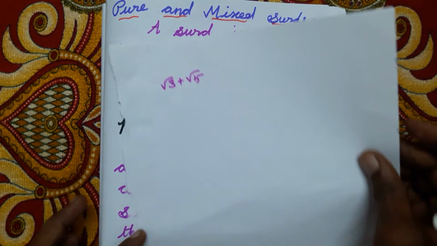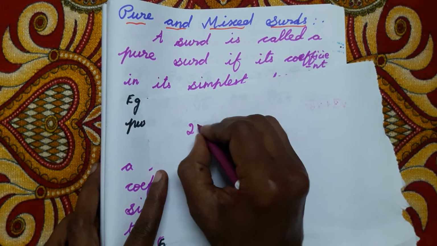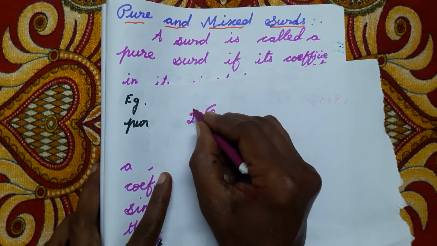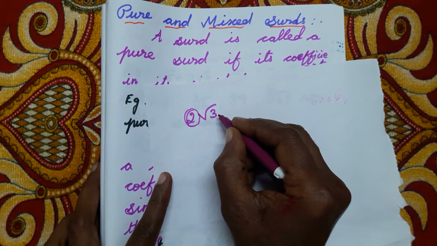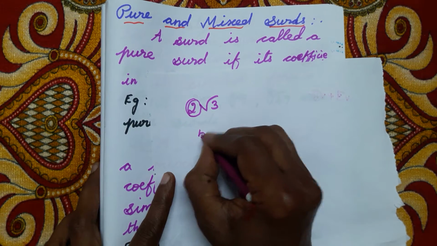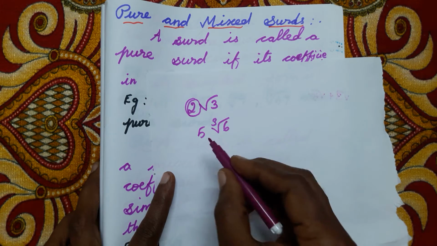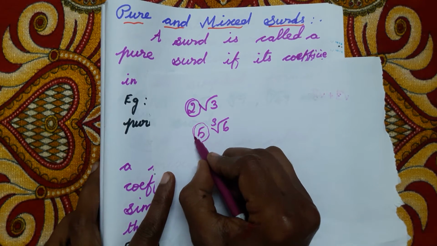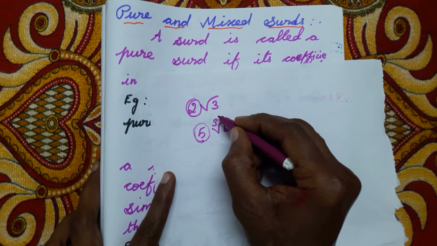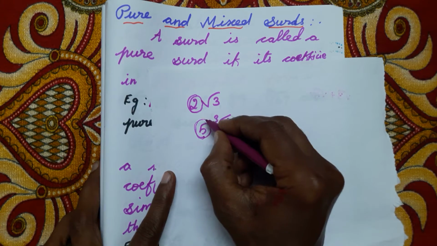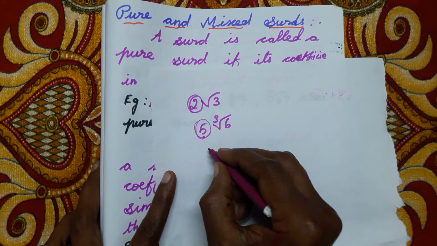What is the coefficient? Now see here, 2 root 3. Here 2 is the coefficient of this surd. Next, 5 into cube root of 6. Here what is the coefficient? 5 is the coefficient. What is 3? 3 is the order. If the coefficient is 1, then that is a pure surd.